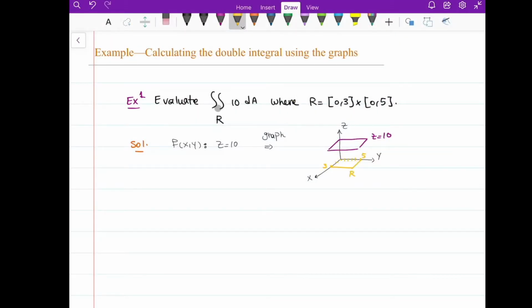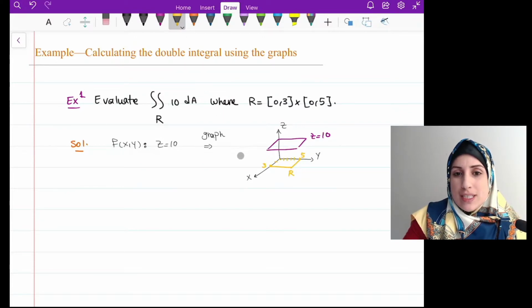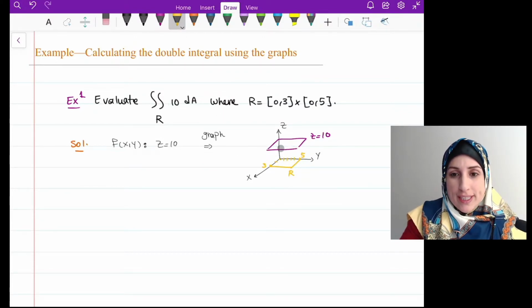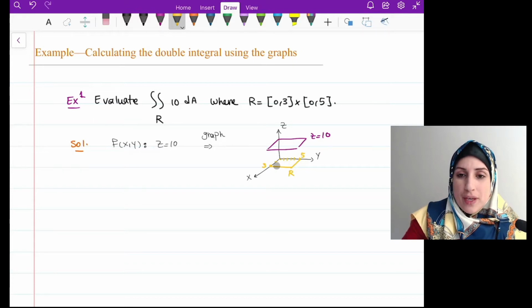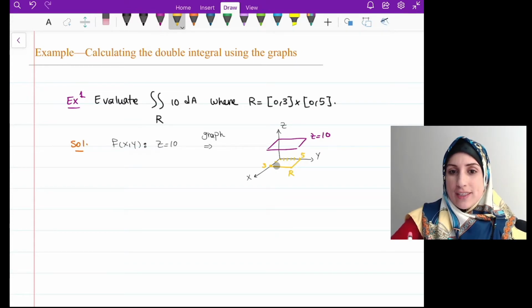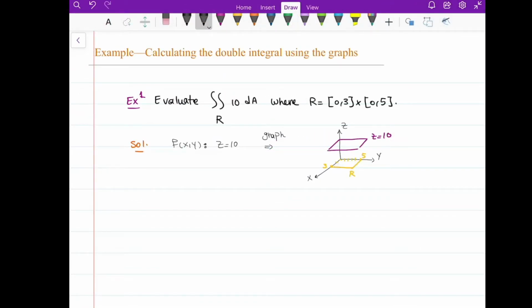Now, the double integral has a meaning. The double integral is the volume of the solid that is bounded above by the given function, by the integrand, and on the bottom by the region R. Okay, so I would like to calculate the volume of this solid, which is a box in here, right?